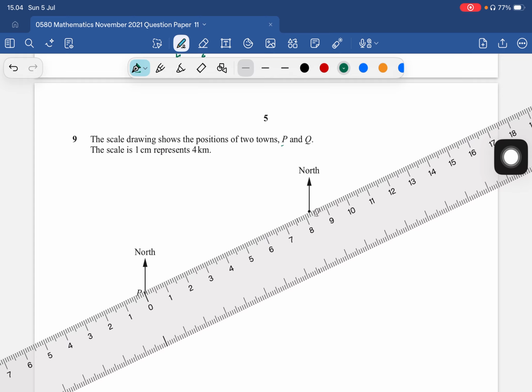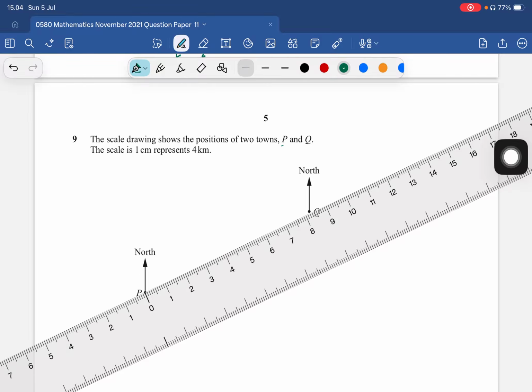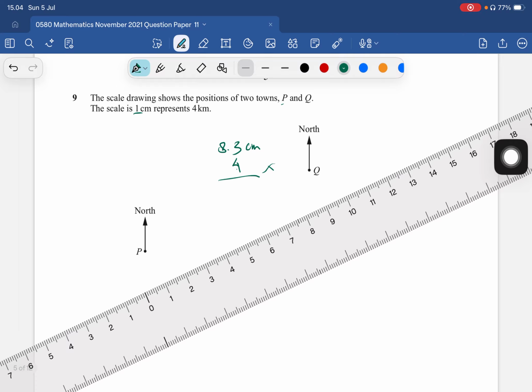Here we got 8.3 from 0. So 1 centimeter equals 4 kilometers, so we can just multiply by 4. So here is 8.3, we multiply by 4, which is equal to 33.2.